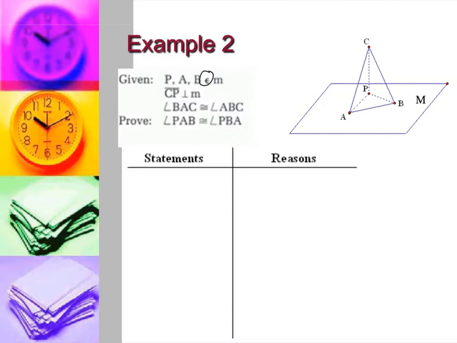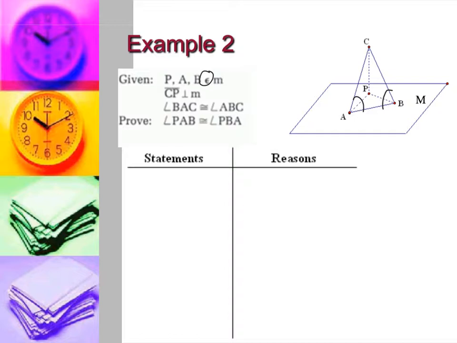I've got that angle BAC and angle ABC are congruent. And I want to prove that angle PAB and angle PBA are congruent. All right, awesome. So first off, if I've got a line perpendicular to a plane, I know I can prove that CP is perpendicular to PA and PB, right? I can get that, and that's pretty much all I can get from that piece of the puzzle.